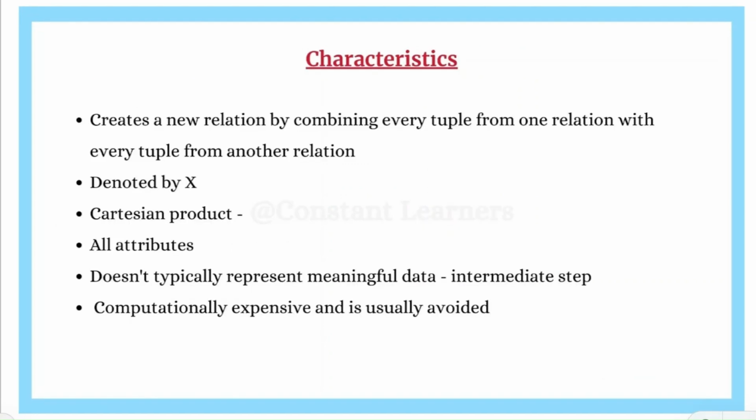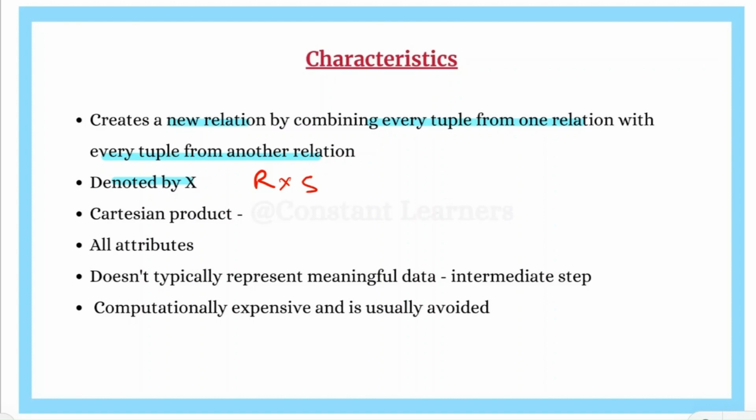Now finally, the characteristics of Cartesian product. The Cartesian product in relational algebra is an operation that creates a new relation by combining every tuple from one relation with every tuple from another relation, right? And thus it is a binary operator. It is denoted by the symbol X. We've already discussed this. For example, if we have relation R and relation S, and we need to take the cross product, we write R cross S, right?